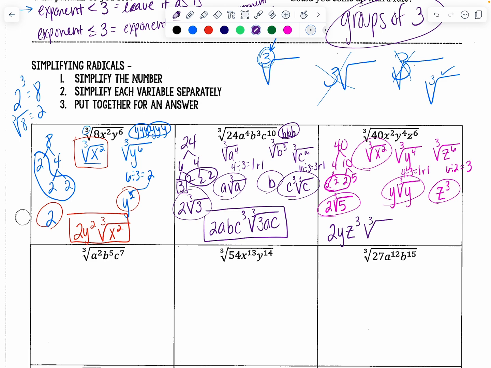Let's see, what do we have on the inside? We have a 5, an x squared, and a y. Okay, so again, here's the 5, here's the x squared, here's the y. That's how I got what was underneath the radical. So what we're doing is we're just breaking this down into pieces. So you're simplifying each piece, and then we take those pieces back together and we make one whole answer.